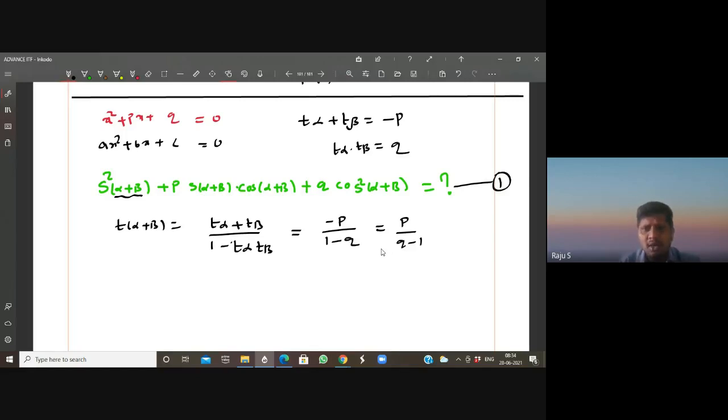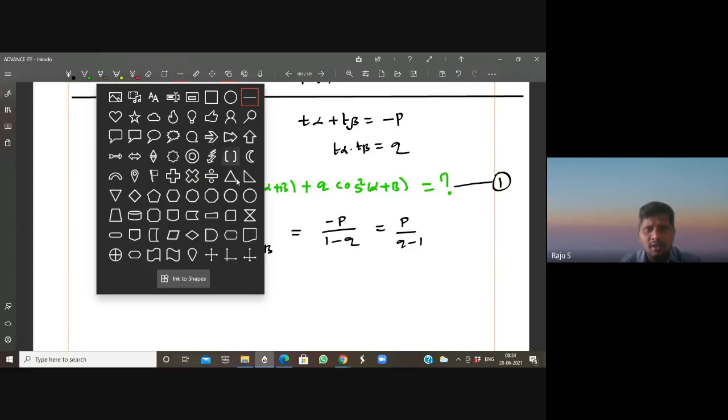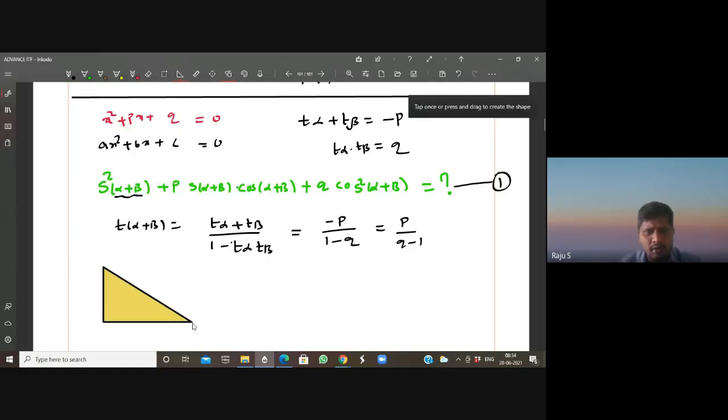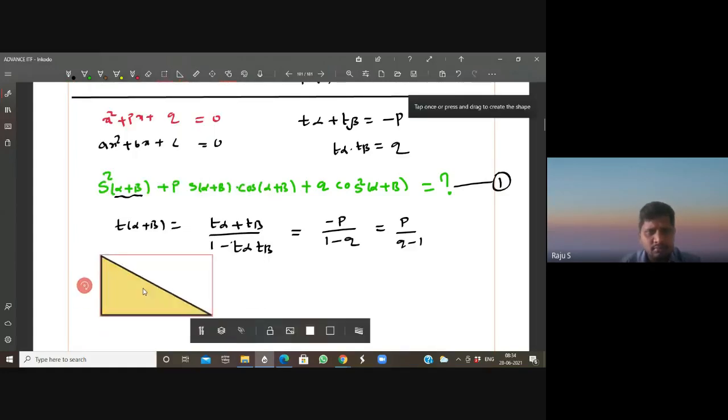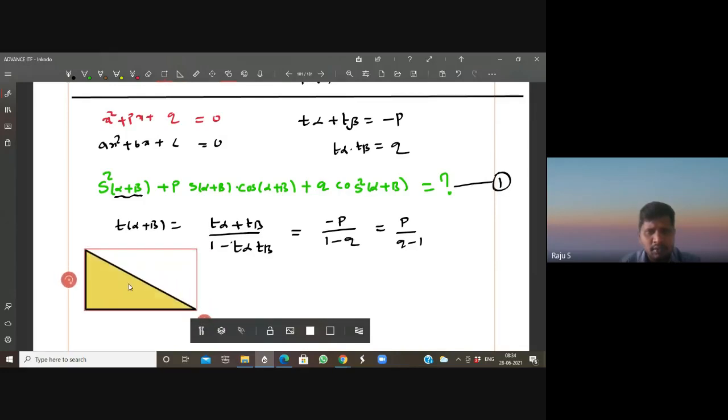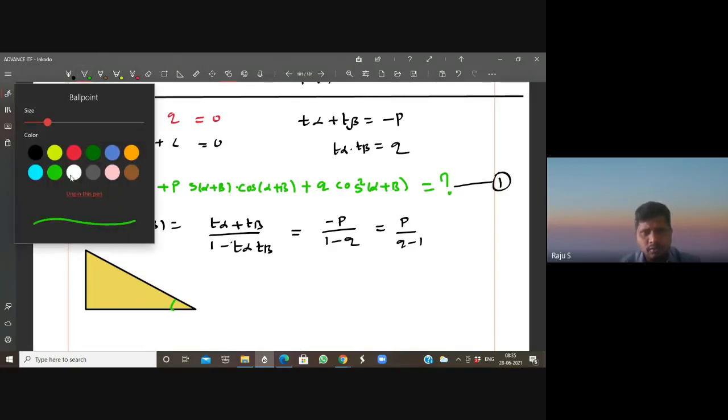Yeah, why don't we do it like that? We can do it in two ways. One is, you can take a triangle here. Why don't you take a right angle triangle? Then find the values here. This is the alpha plus beta angle. Okay.